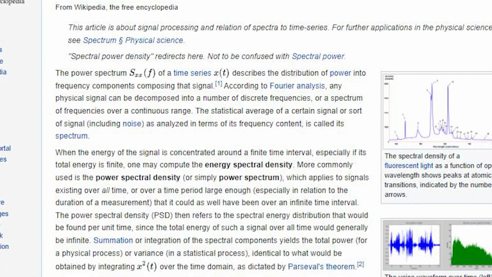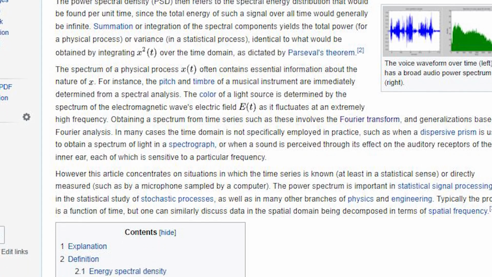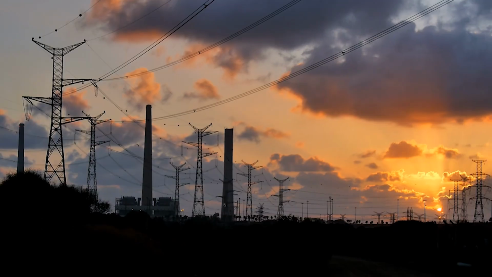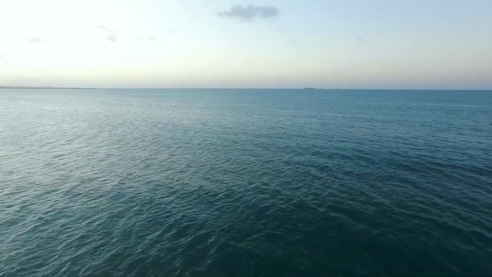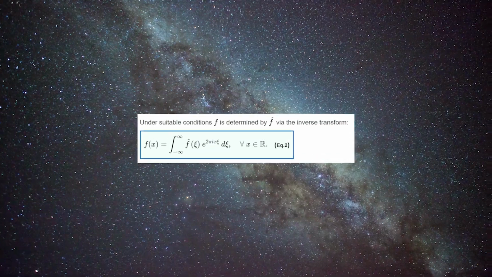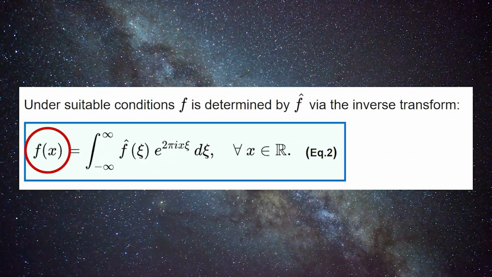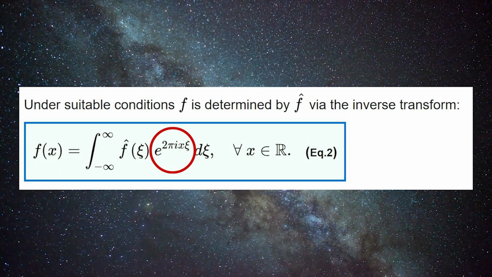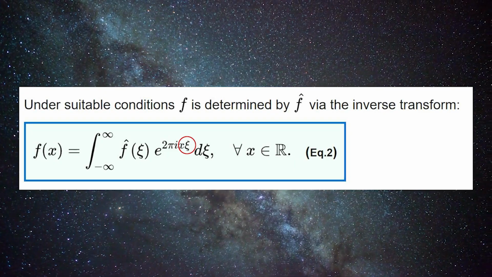Spectral analysis is a key component of data analysis in a variety of scientific fields, such as electrical engineering, astronomy, and oceanography. So what is spectral analysis? Well, there's a fundamental theorem that says that any time series can be represented as a combination of sinusoidal functions, each function with its own respective frequency.